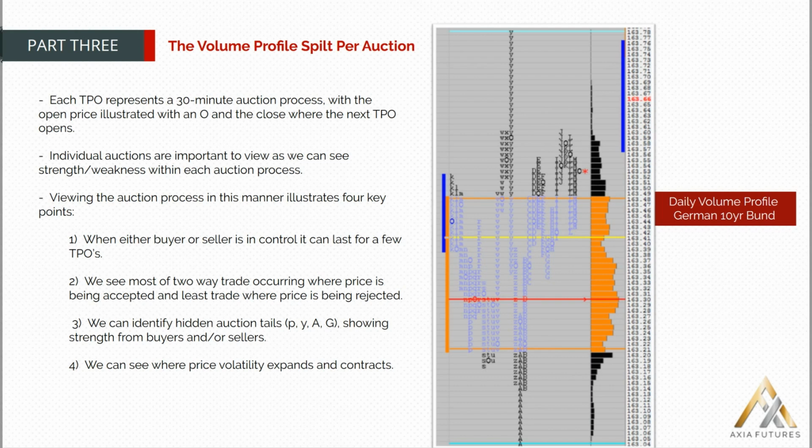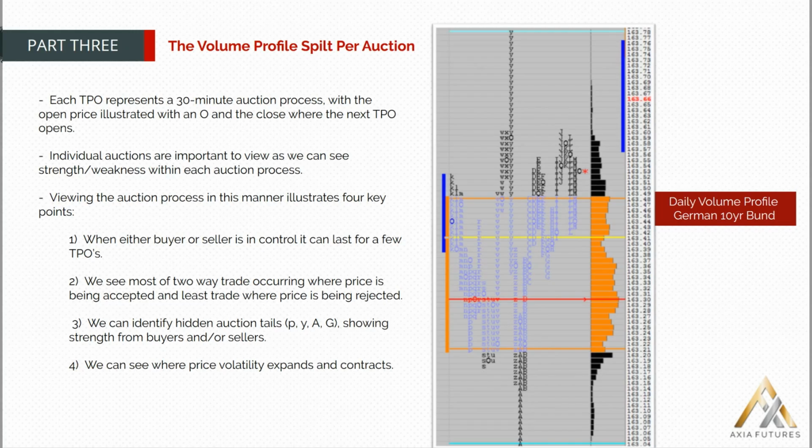The next reason that we want to illustrate it this way around is that we see most of the two-way trade occurring where price is being accepted and the least trade where price is being rejected. So, by opening it up, we can see where the market accepts price, where buyers and sellers are happily transacting with one another, and equally, we can see where buyers and sellers are not transacting with one another.